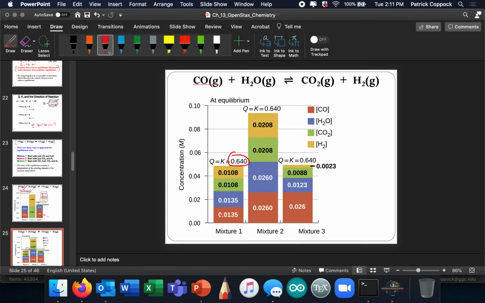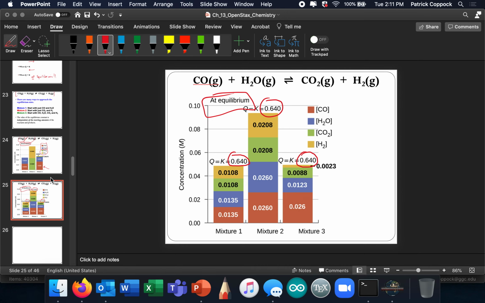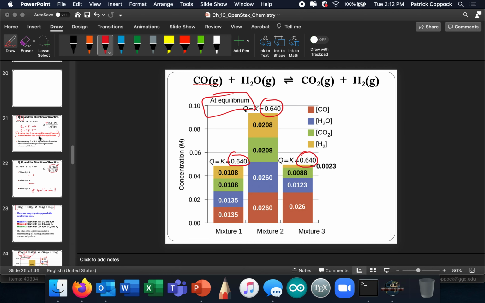I did not show the math here, okay? Just showing that the ratio is the same. Now, since we started with more in mixture 2, the ratio is still going to be 0.640, but we're going to have different actual amounts, right? And again, the ratio is the same. If it's at equilibrium, then the ratio is going to be the same, and it doesn't matter what we started out with. The ratio is always going to be the same. How did we get these numbers here? That's coming up; we haven't done that yet. Just want you to appreciate that the ratio at equilibrium is always the same.